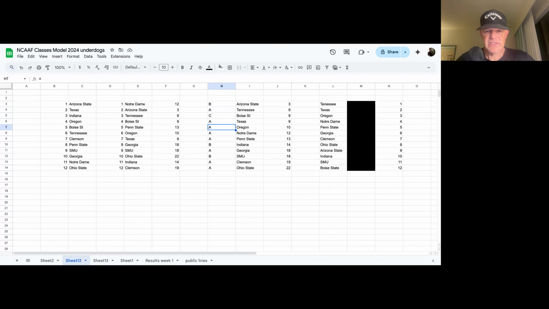Majority of teams here, Texas, Oregon, Notre Dame, Penn State, are A teams. Indiana is a B team. Georgia, an A team. SMU, B team. Clemson and Ohio State are both A teams.